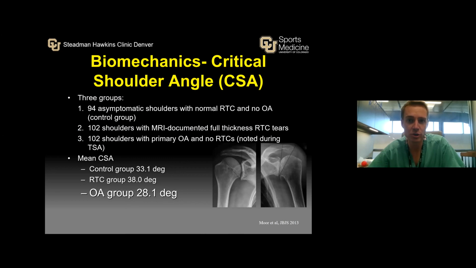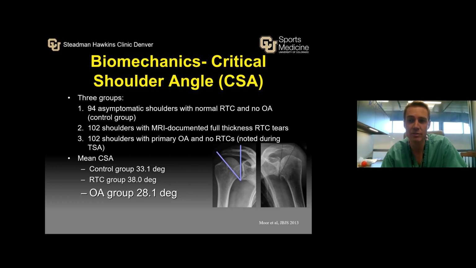This is something I was interested in and learned a lot about when I was in Europe, the critical shoulder angle, and this is just to show some of our morphology and sometimes things that we're actually born with, which may introduce some of this pathology. So this is from Gerber's group in Switzerland. There are three groups: a control group with normal rotator cuff and no arthritis. Group 2 was MRI-documented full thickness rotator cuff tear, and group 3 were patients with no rotator cuff disease, however primary OA. They looked at this critical shoulder angle, which is this angle here with the purple lines that shows a vertical line matching the glenoid face out to the lateral edge of the acromion.